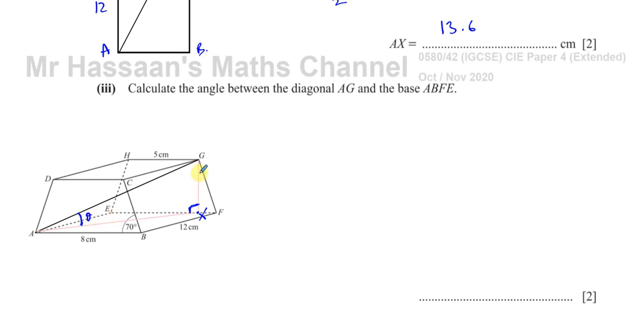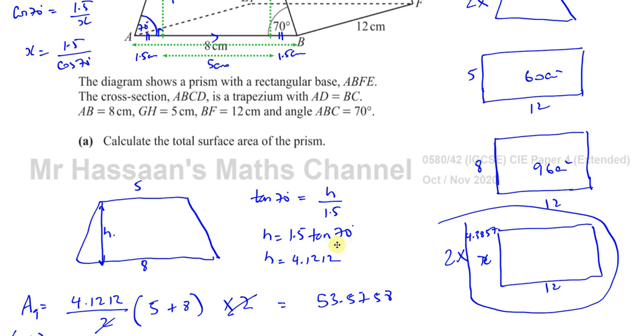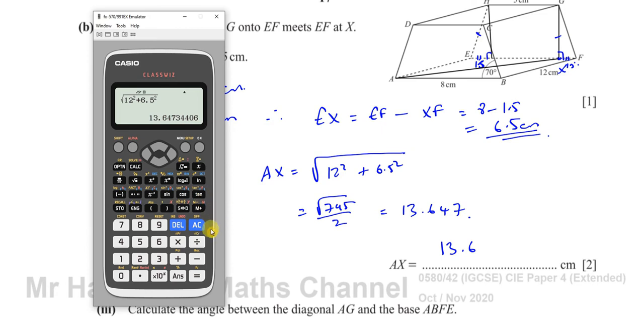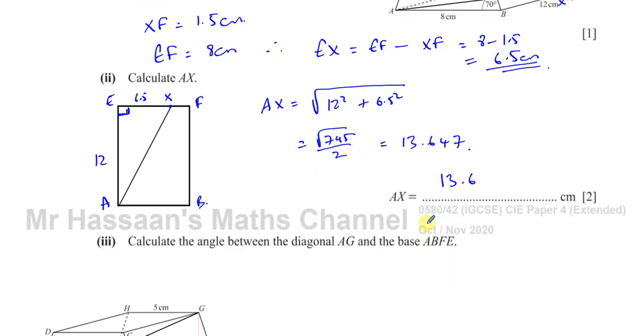Now we know already the height of this, which we found earlier in the question. We found the height of the trapezium in the first part of the question, which was 1.5 times tan 70, which we already saved in our calculator as 4.1212. If you remember, we saved it in the calculator already. If we go back here, we shift, recall, and A. That was the height, 4.1212. So it's really safe.